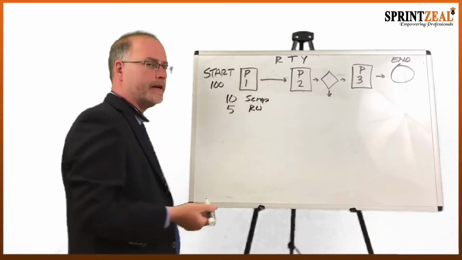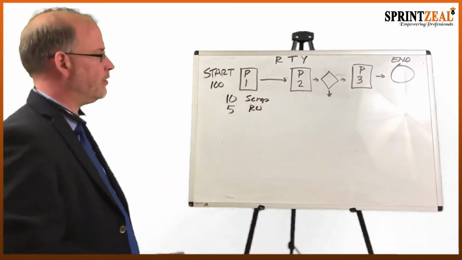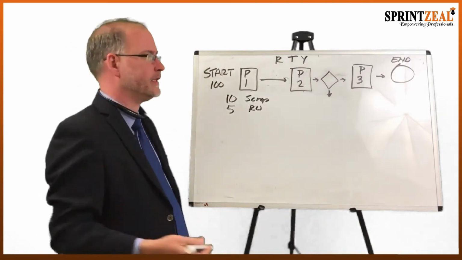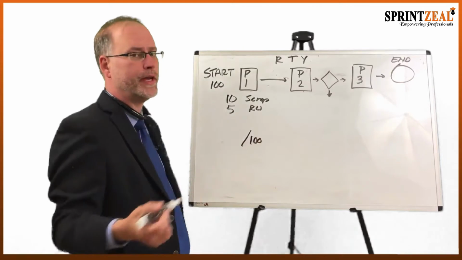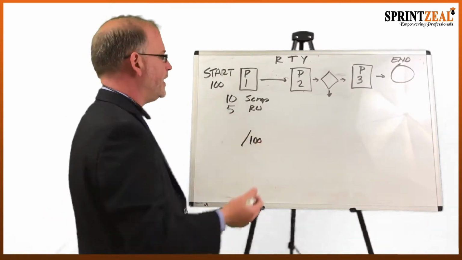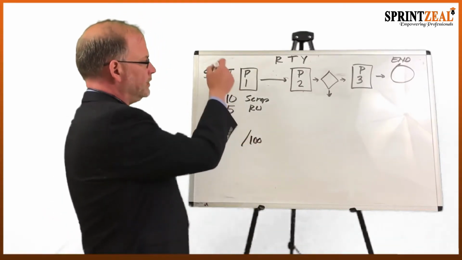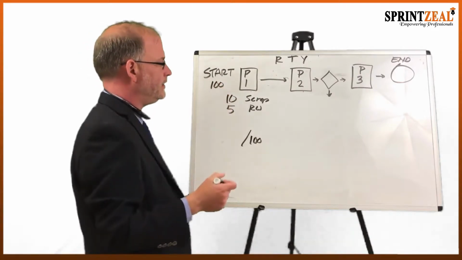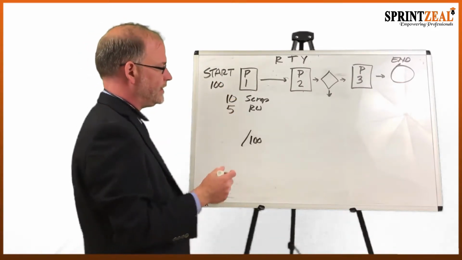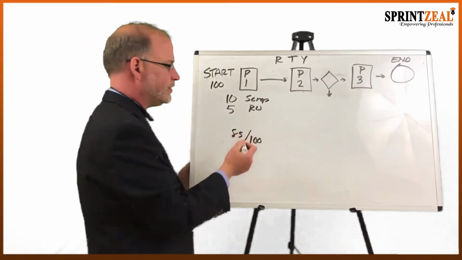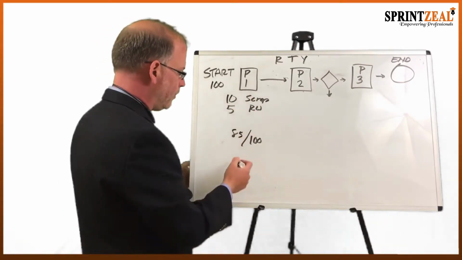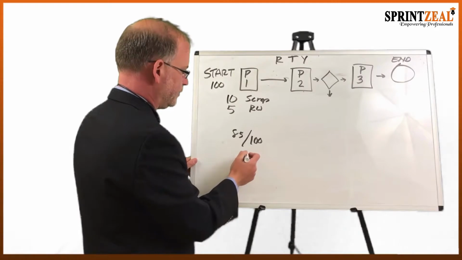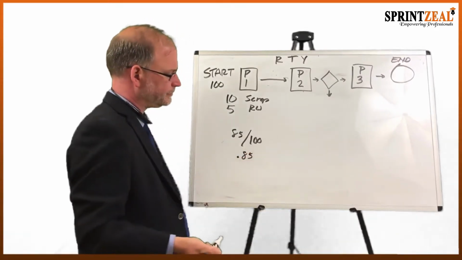So how do we calculate our first pass yield, or our throughput yield, for process step 1? Well, we know that 100 went in, so that's our denominator. And how many came out? Well, 100 minus 10 is 90, minus 5 is 85. So 85 pieces came through successfully, or 85%. So we're just going to do 85.